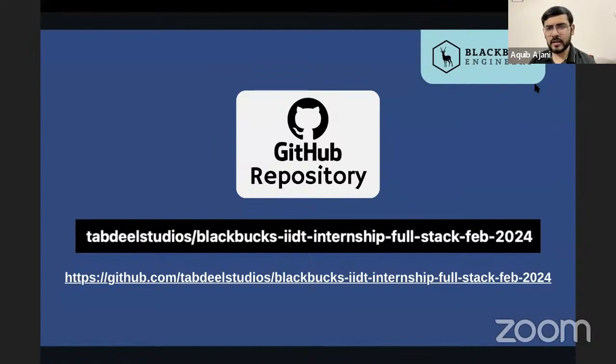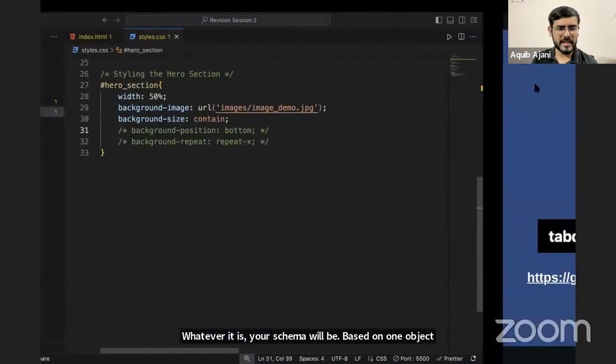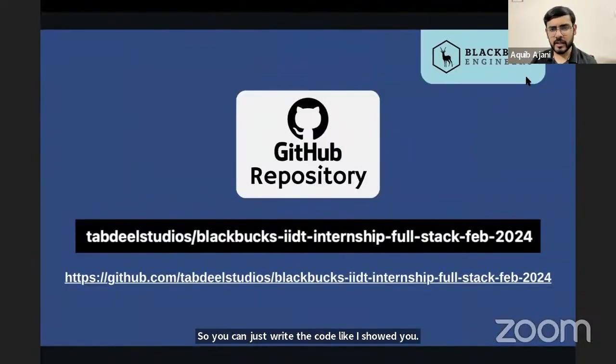Also, Venki, even if you are working with a book website project, whatever it is, your schema will be based on one object. So you can just write the code like I showed you in the sample. You can just write the code for one book entity and that will be your schema.